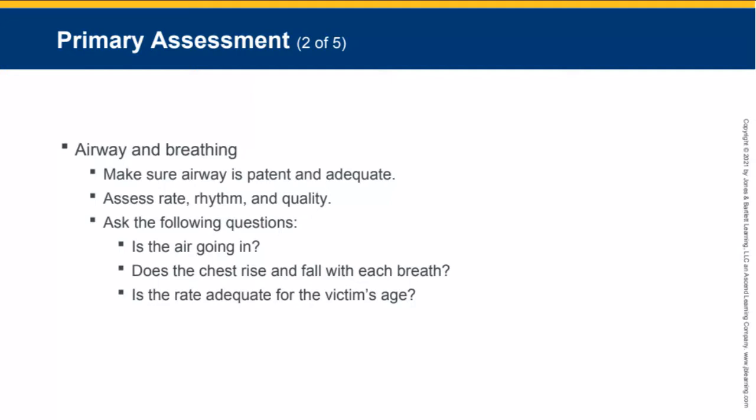Remember, rate: how you do it, you observe the patient's complete chest rise and fall for 30 seconds and then multiply that by 2 and you'll get the respiratory rate. The rhythm, how consistent is chest rise and fall? And of course, the quality. Am I seeing equal chest rise and fall? Am I hearing abnormal breath sounds like wheezing, crackles, gurgling, snoring?